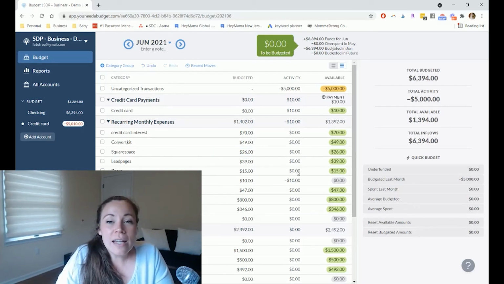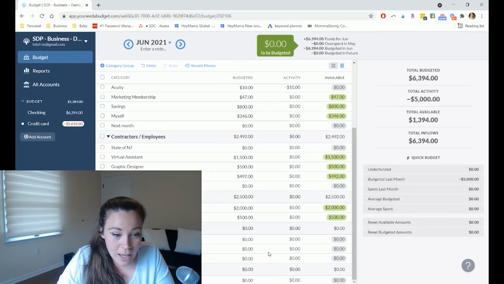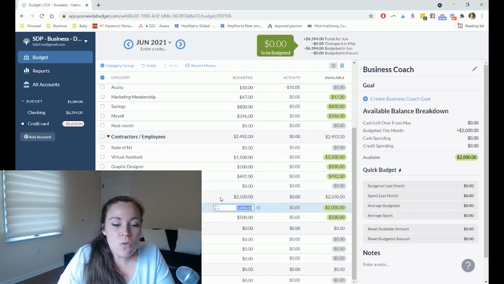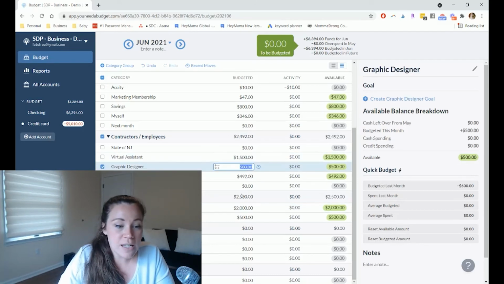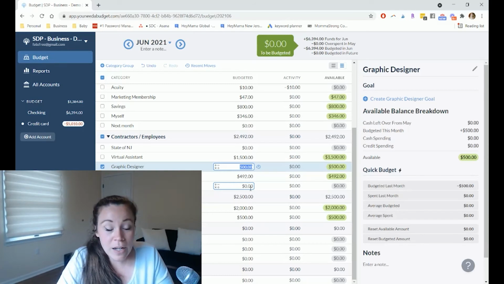But this is what you get to see with a budget. You get to see where all of your money is going. So if you don't like, hey, I don't like that I'm paying $500 to Facebook ads, then pause your Facebook ads for that month. Or maybe you don't like that you're paying $2,000 to your business coach and all of their money is going out here to the virtual assistant and graphic designer. Okay, well, decide for that month. Hey, maybe I need to take a break because I want to pay down my credit card. I want to build my savings. All these things are your choices that you get to make.